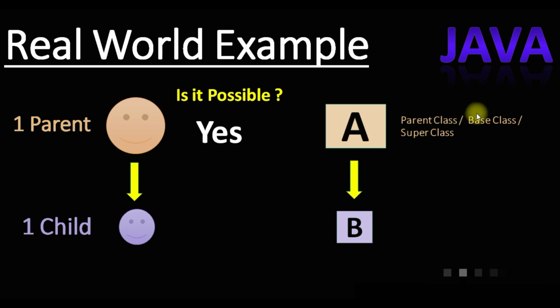We can also say base class or super class, and we can create another class B, which is called, you can say, a child class or a derived class, or a subclass. So from B we can inherit the properties of A, that is basically the parent class. As this relationship is possible, one parent and one child, this is also possible: A and B, one parent class and one child class.